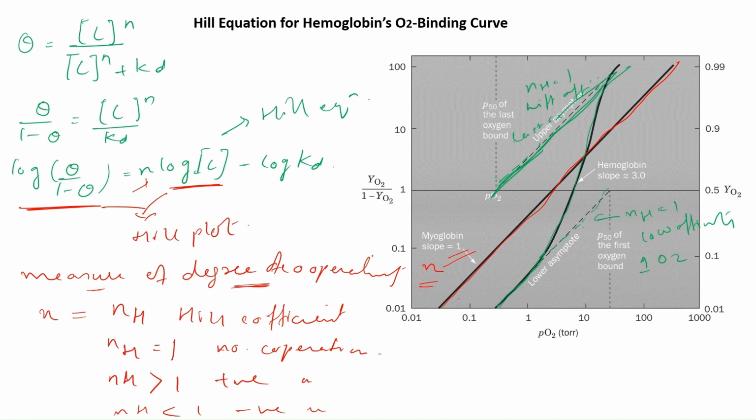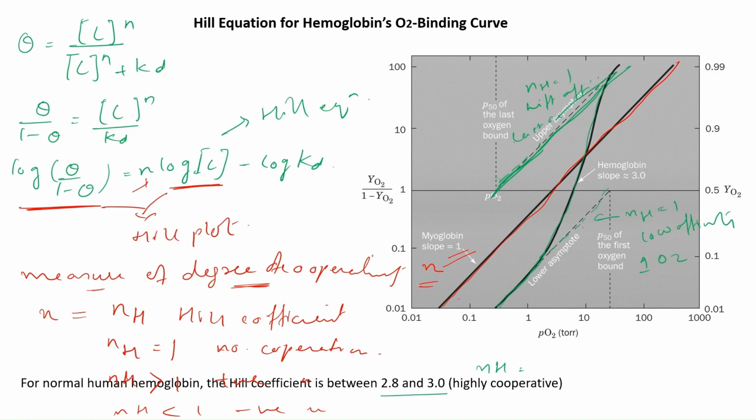For hemoglobin, the NH value is between 2.8 and 3, which shows that hemoglobin is highly cooperative. So this is the Hill equation for both hemoglobin as well as myoglobin.